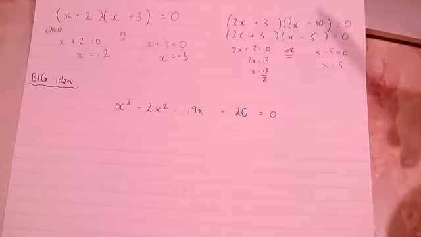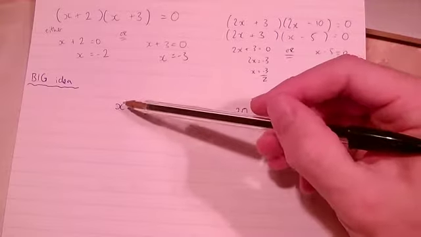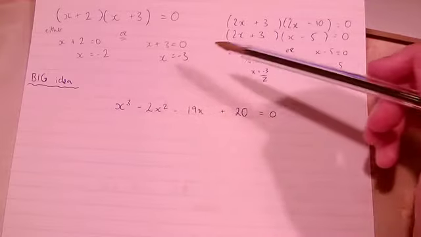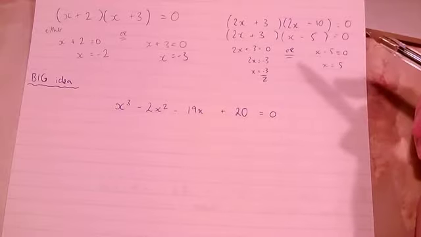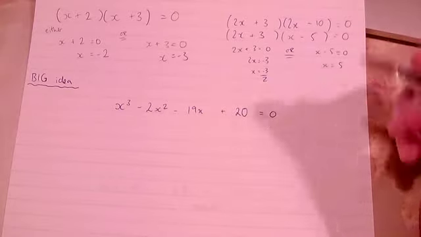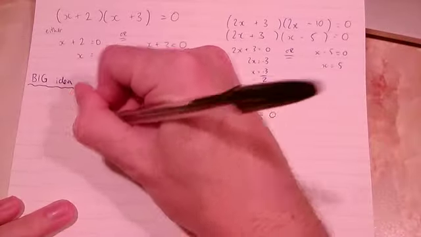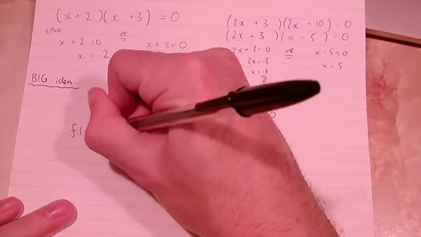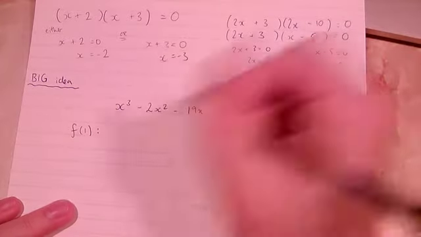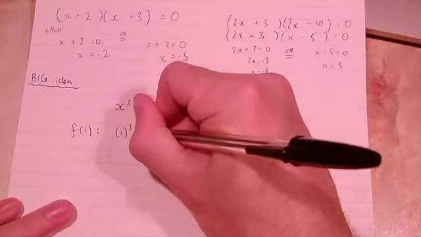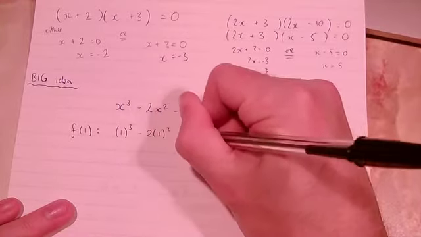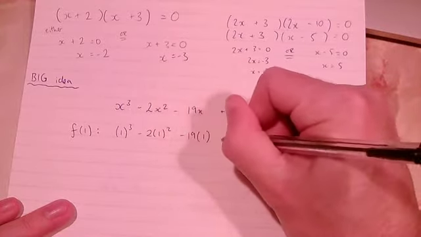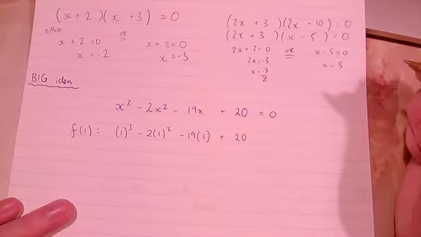So the first one I'm looking at here, I could chuck in 1, I could chuck in 2, I could chuck in 3. I think I'm going to chuck in 1 and see what I get here. So we say in this notation, we say f of 1, which means I'm just subbing in 1. I'm going to get 1 cubed minus 2 lots of 1 squared minus 19 times 1 plus 20.